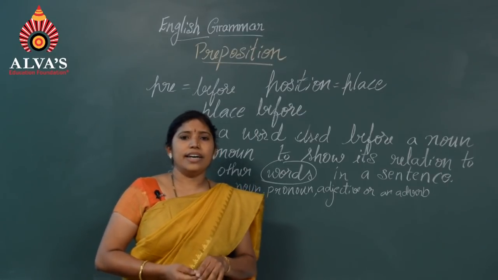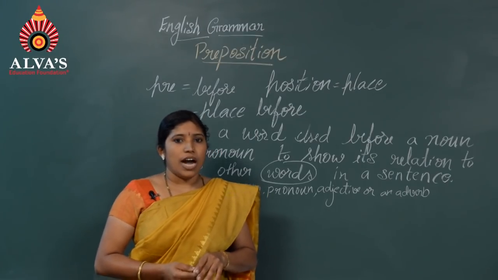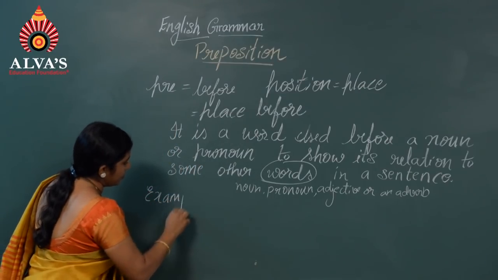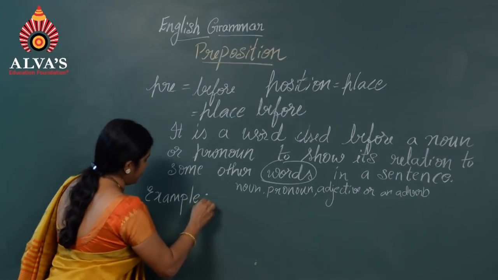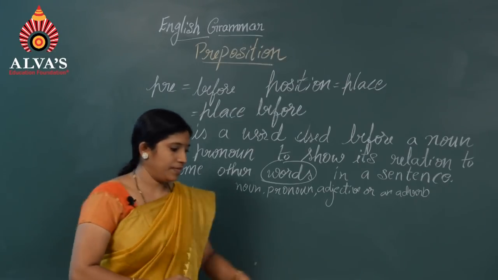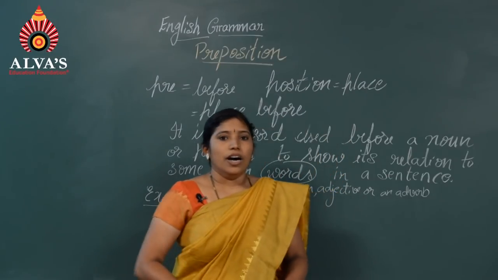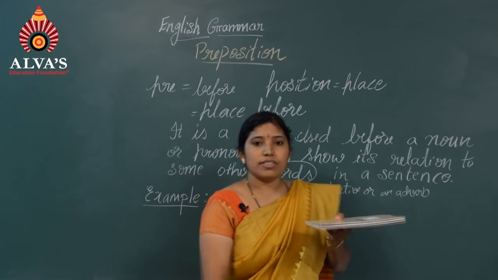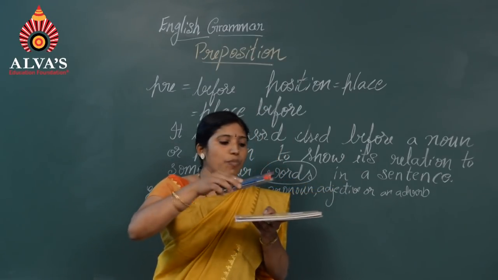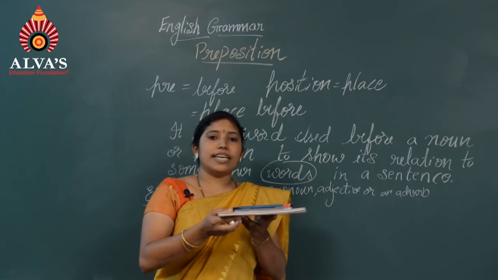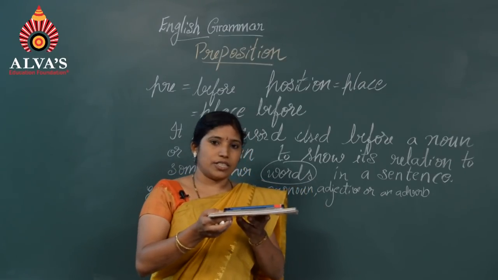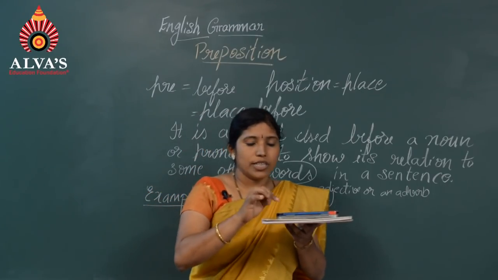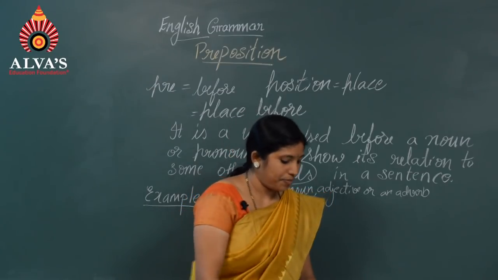There are more than 100 prepositions in English. I'll give some examples. Now you have to frame a sentence. What is this? This is a book. And what is this? This is a box. I keep the box here. So what sentence can you frame? Yes, you said that the box is on the book.